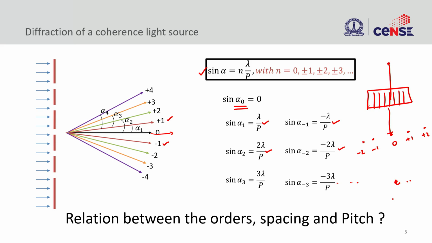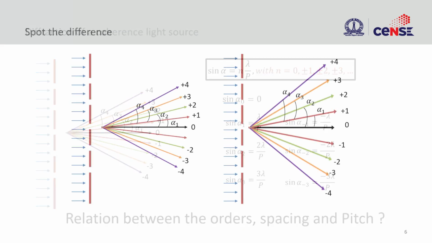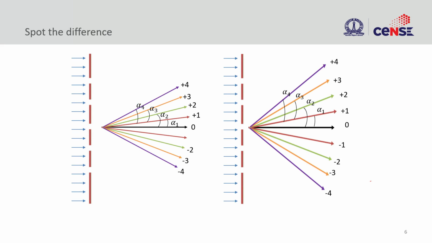Any periodic structure illuminated with a coherent light source will create these diffraction orders, and you can clearly see that the orders, spacing and the pitch are all related. The angle changes as you increase the orders, and it is related to pitch. When you change the pitch, this angle is also going to change for a given lambda, in this case the illuminating wavelength.